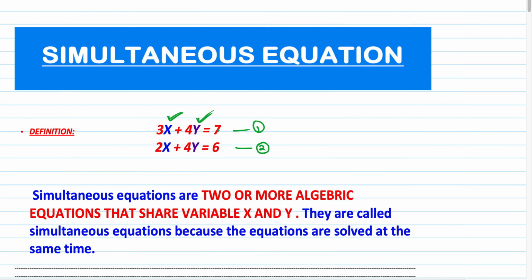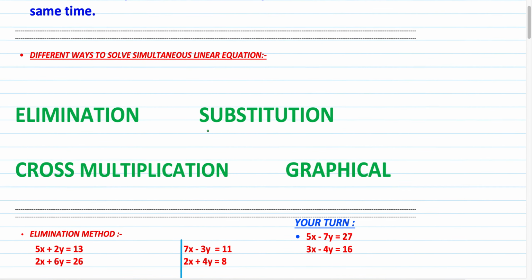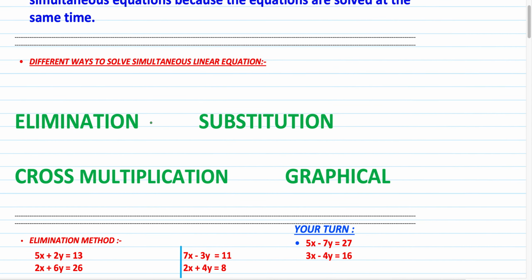Okay, so now let us move on with the number of methods. So we generally have how many methods? Four methods. Those methods are elimination, substitution, cross multiplication and graphical. I'm going to teach each of these methods one by one with two examples and one practice question I will give to you, that you can solve and check whether it's correct or wrong.